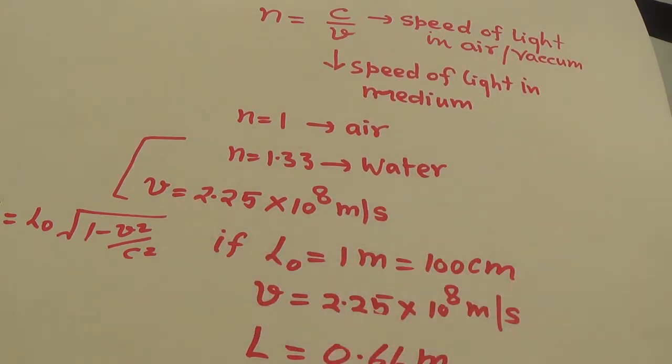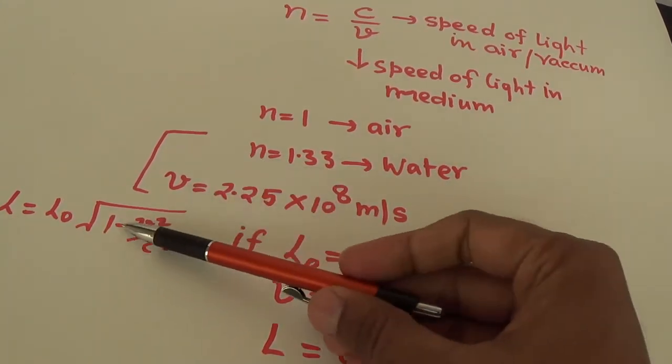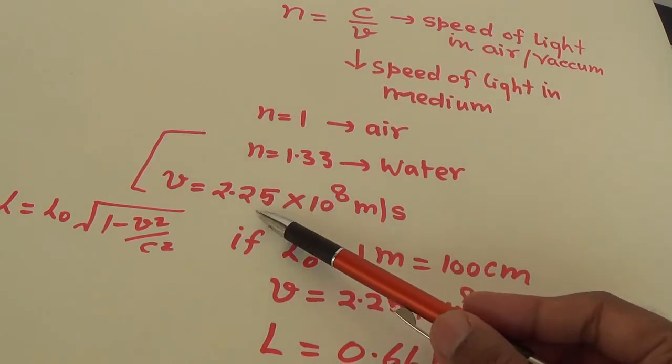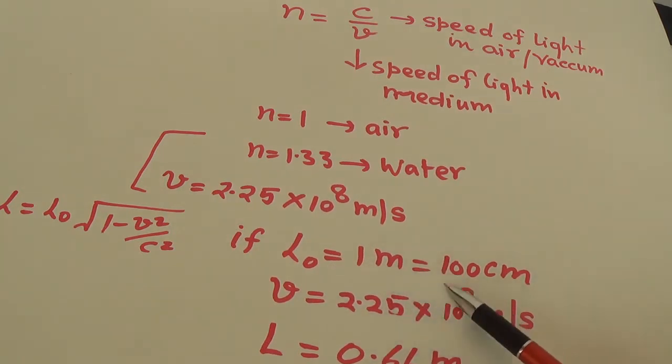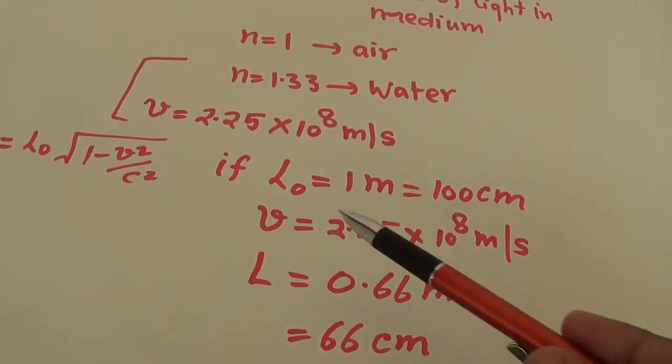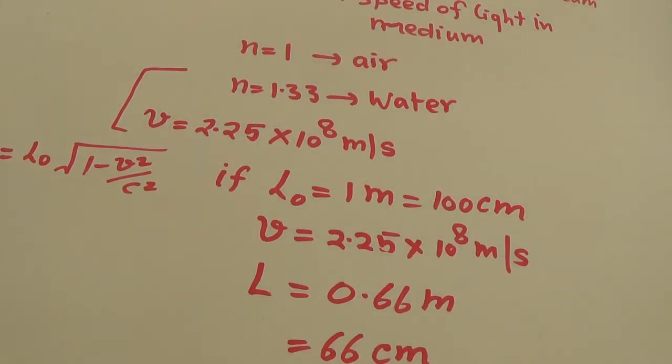I have just used here the Einstein formula for relativistic length. If I use this V, 2.25 into 10 raised to power 8 meters per second, and L naught equal to 1 meter, that is 100 centimeters, I find that L is equal to 0.66 meter, or 66 centimeters. Here the purpose is not to put the value of V into the Einstein relativistic length formula. The point is only about the speed of light in the medium, that is water, and in air, where n is equal to 1.